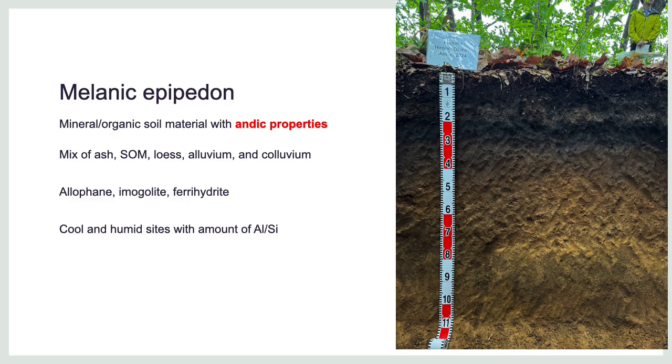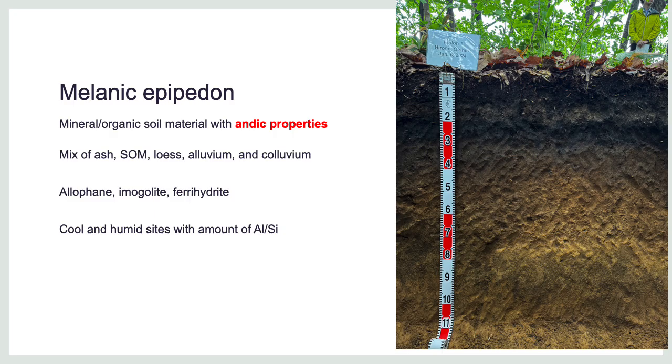And in the melanic epipedon, we can see some specific and very important minerals. For example, allophane, imogolite, ferrihydrite. These three minerals are called low crystalline minerals. These low crystalline minerals have specific properties that influence the melanic epipedon, and they are directly related to volcanic ash. So the presence of these minerals promotes the andic properties that we will see in the next few slides.